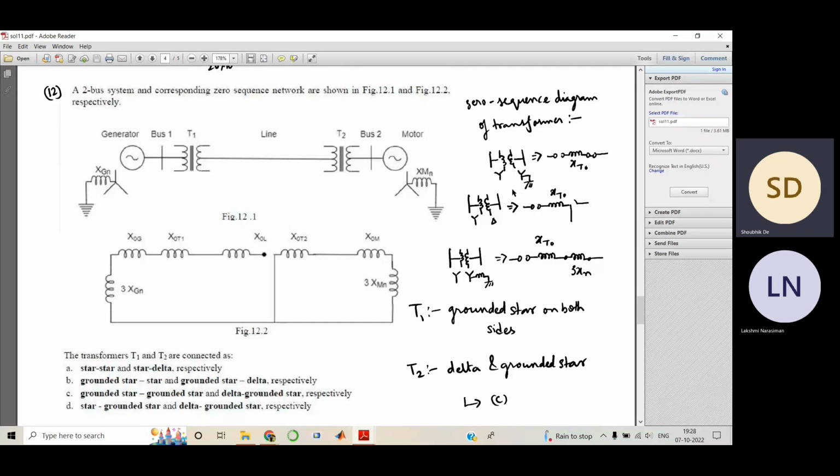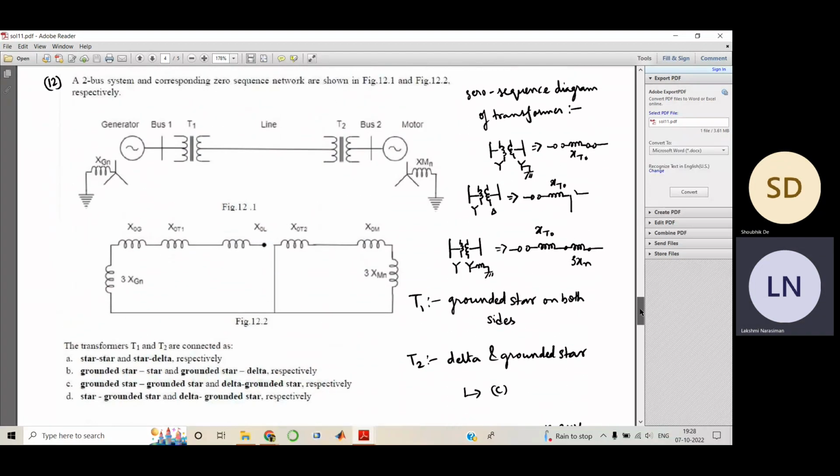You try to choose the transformers in such a way that I have a delta on one side, because if my zero sequence impedance is infinite, it would serve my purpose. So we do have a problem on that.